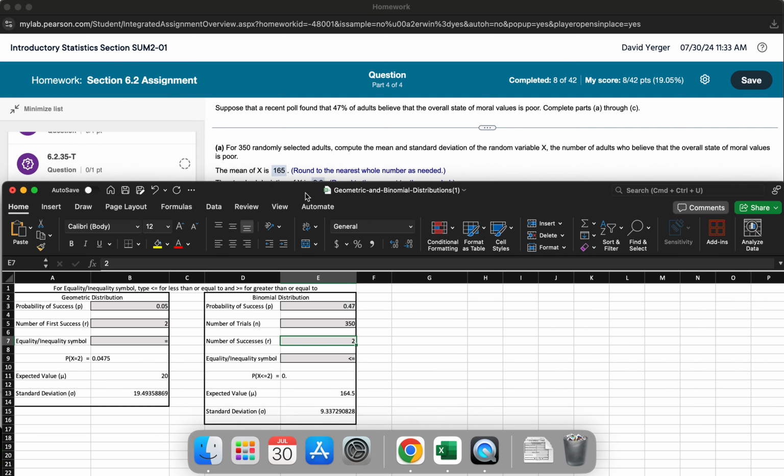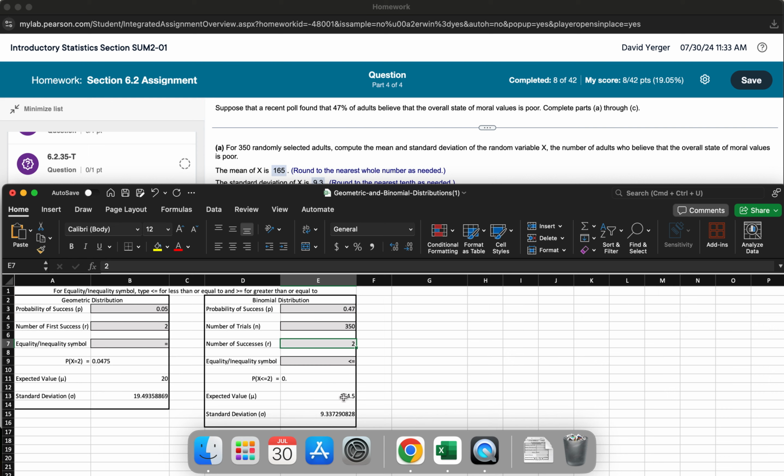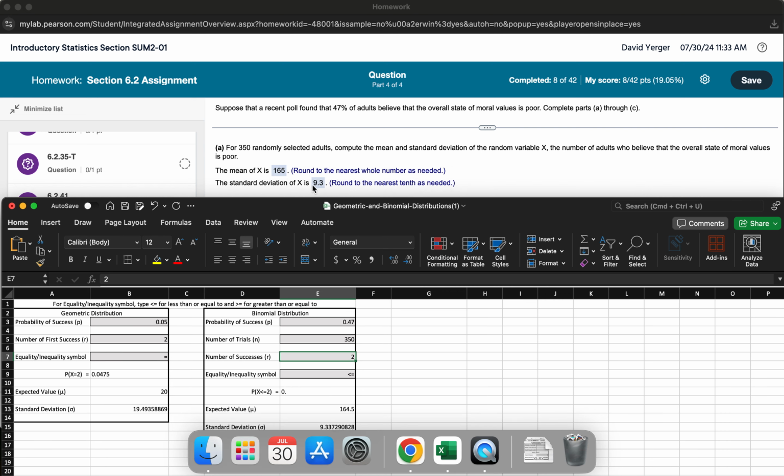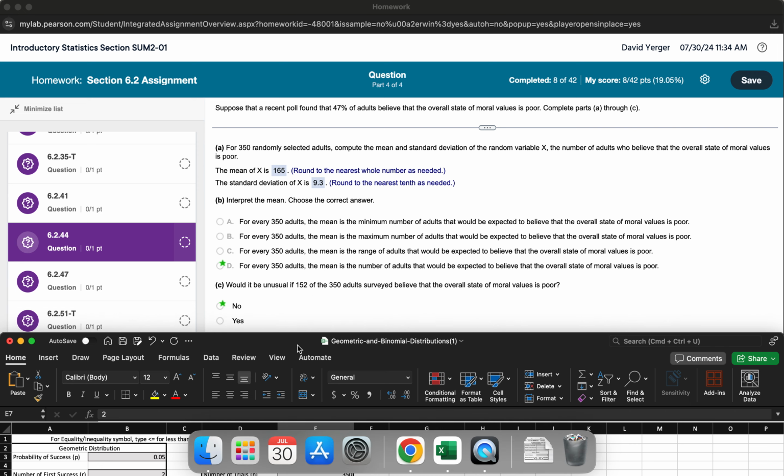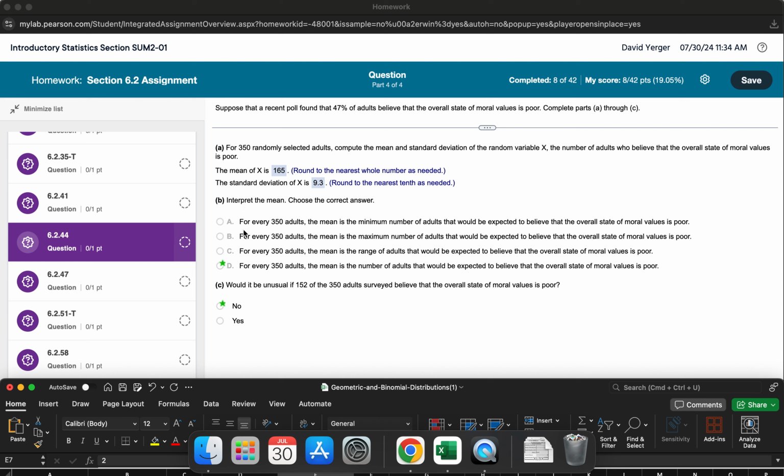But we want to look lower on this Excel file to the expected value, in this case 164.5, rounding that to 165, and the standard deviation here 9.337, so on. We round that to 9.3 for the standard deviation. Okay, and then here, interpret the mean: for every 350 adults, the mean number of adults you'd expect to believe that statement is about 165.